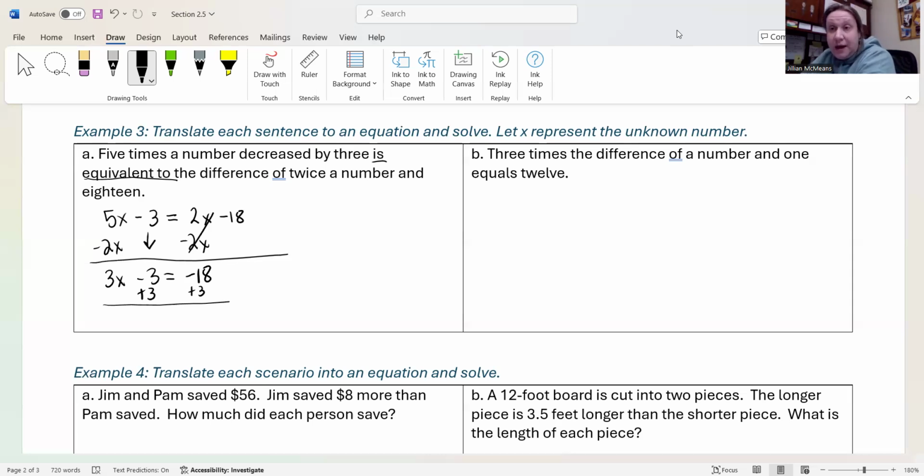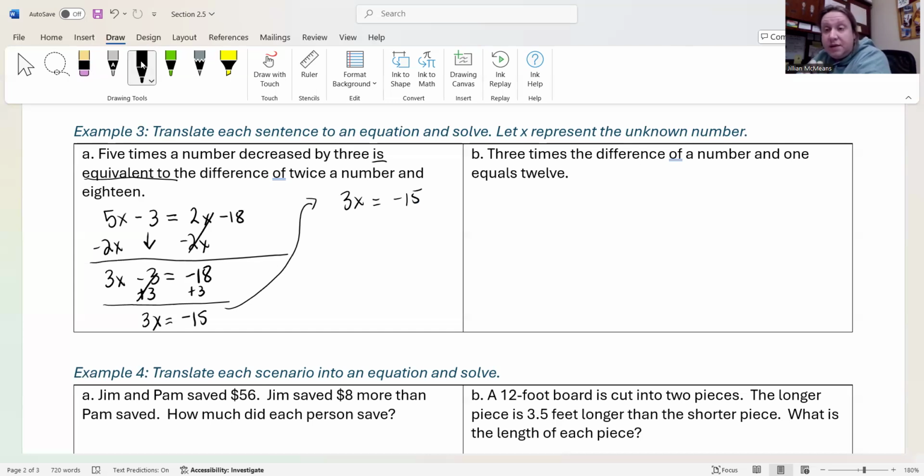Over here on the left, negative 3 plus 3 is just 0. 3x minus 0 is 3x. And then on the right, negative 18 plus 3 is negative 15. Now I'm going to move this whole problem up here so I have more room. So I have 3x equals negative 15.